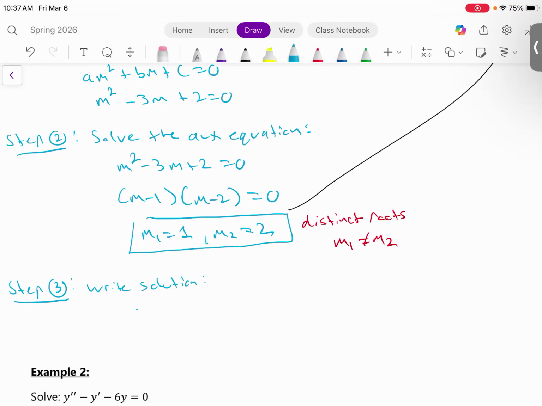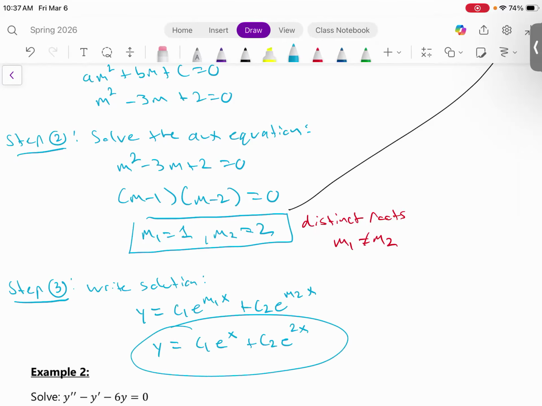Okay, so, from up above, y equals c1 e to the m1x plus c2 e to the m2x. So our general solution is c1 e to the x plus c2 e to the 2x. And that's our solution to this differential equation. And preluding a bit, this would be our y sub c solution, our complementary solution, but we'll get there eventually.